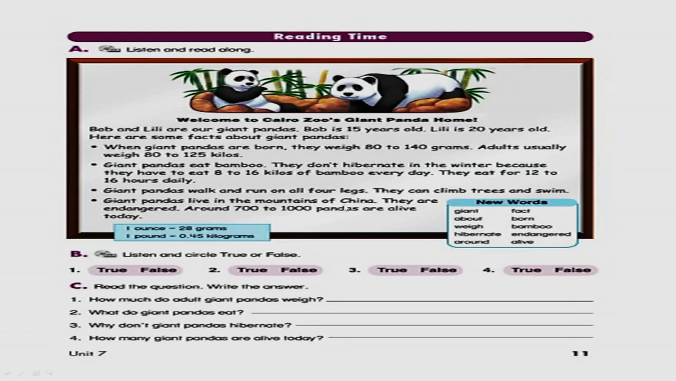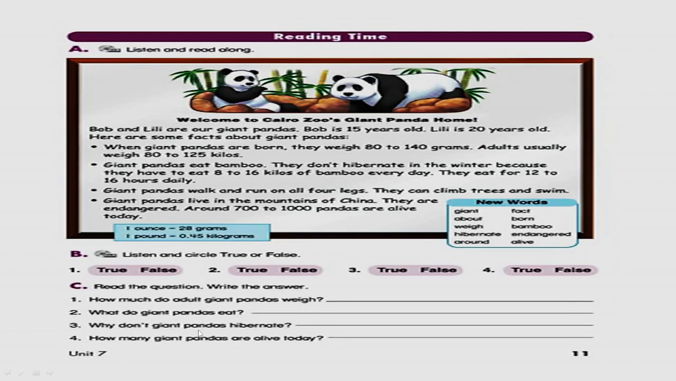So, how much do adult giant pandas weigh? Giant pandas. And here we ask about adult ones. They weigh from 80 to 125 kilos. An adult panda weighs from 80 to 125 kilos. What do giant pandas eat? Of course, they eat bamboo.